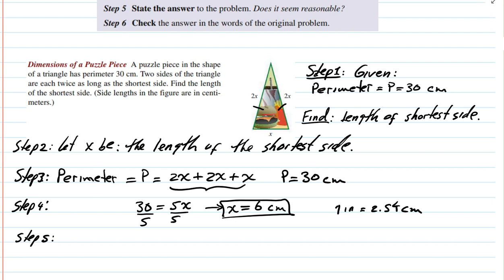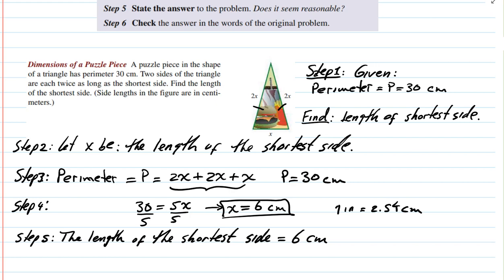Okay, that seems reasonable. So step 5 again, we're just going to state the answer to the problem. The length of the shortest side is equal to 6 centimeters.